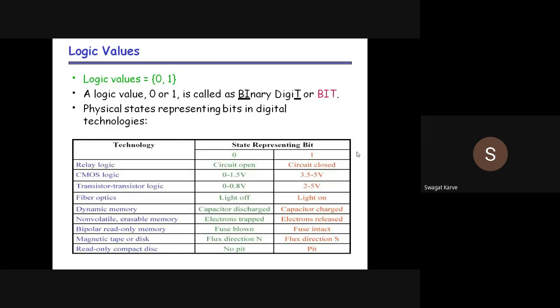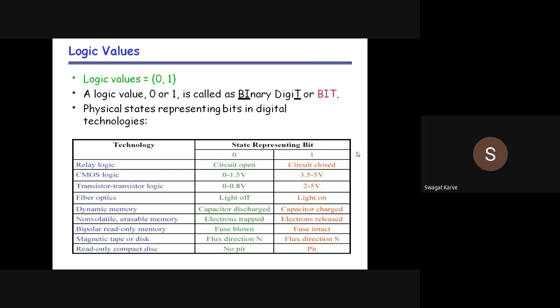Same in case of magnetic tape or disc. When there is a flux direction towards the north pole, it's a logic 0. And whenever the flux direction is towards the south pole, it's a logic 1. That means alternate, right? As you are aware of magnetic tape, whenever the flux is directed to the north pole, it's a logic 0. When the flux direction is towards the south pole, it's a logic 1.